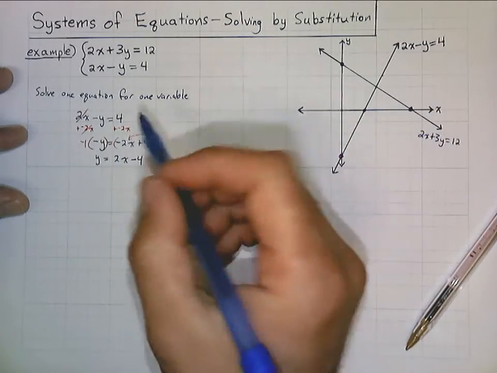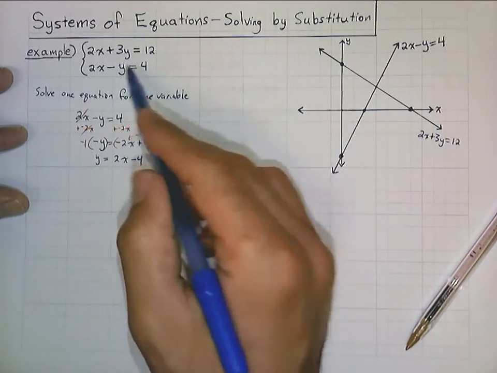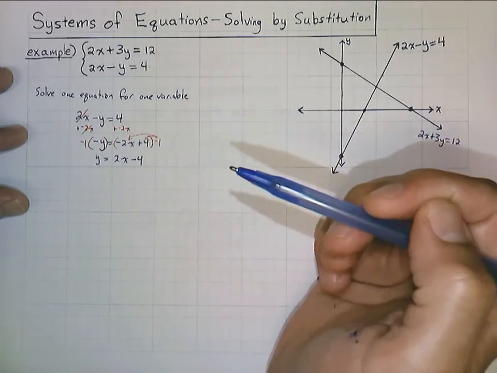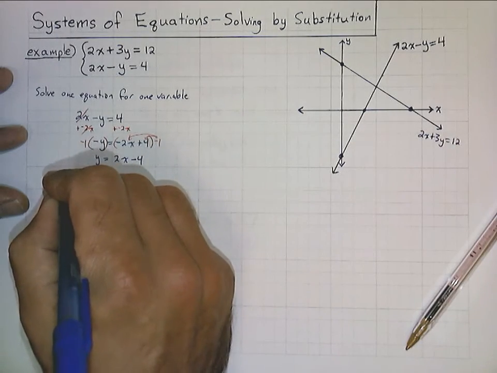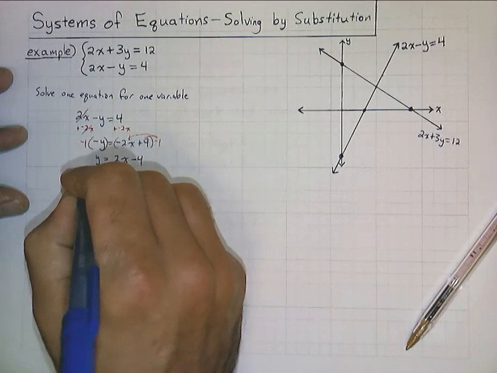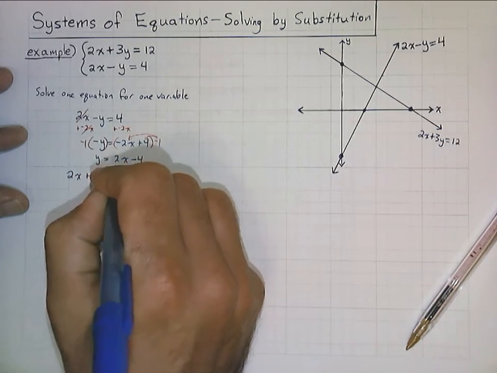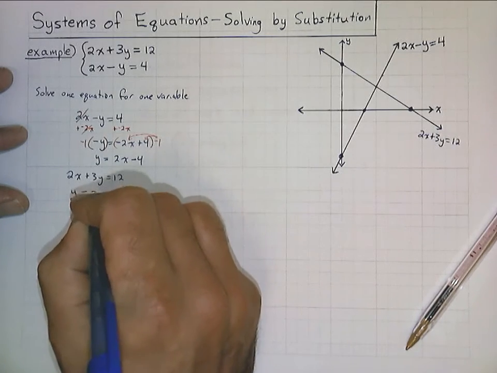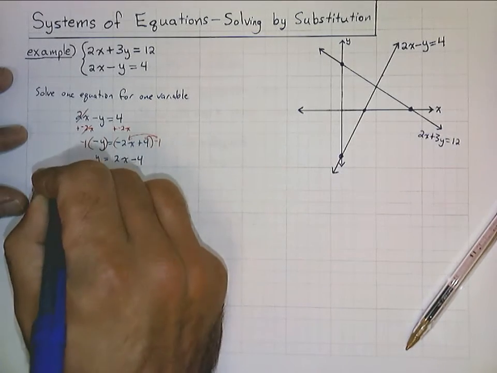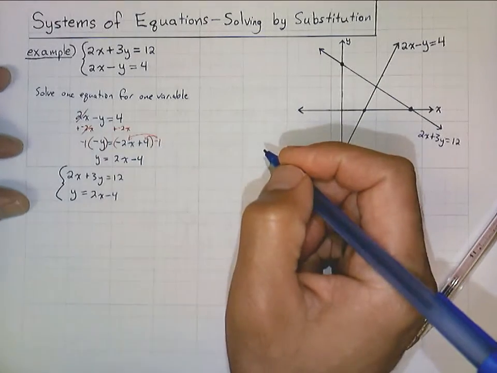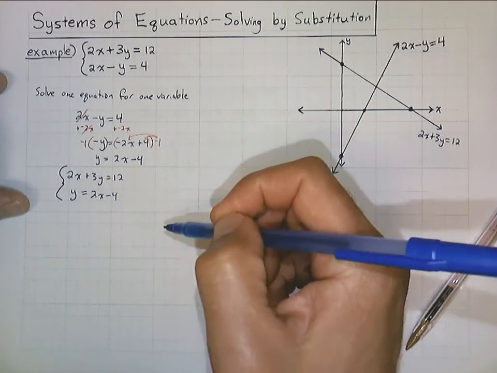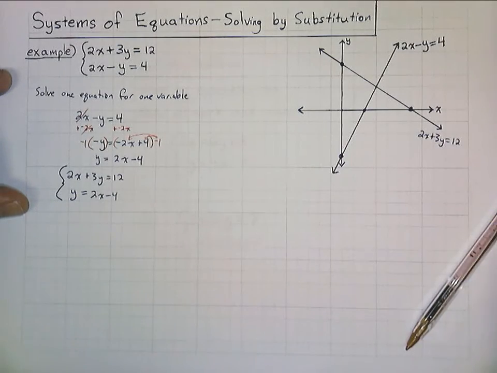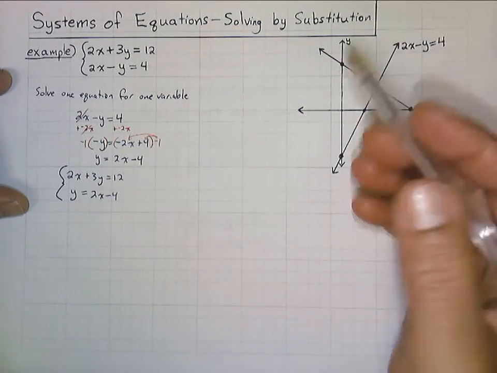Now we're great. So now we're going to rewrite the entire system, but instead of writing the second equation in standard form, we'll write it in slope-intercept form. So we have, again, 2x plus 3y is equal to 12, and y is equal to 2x minus 4. There's our system, but just with the second equation rewritten in slope-intercept form. You can solve for x too, it really doesn't matter.